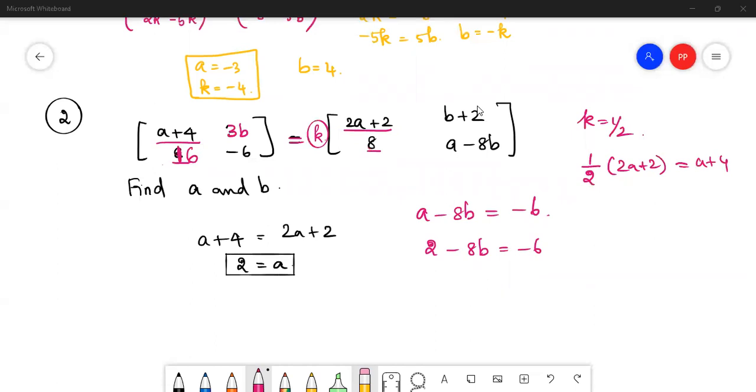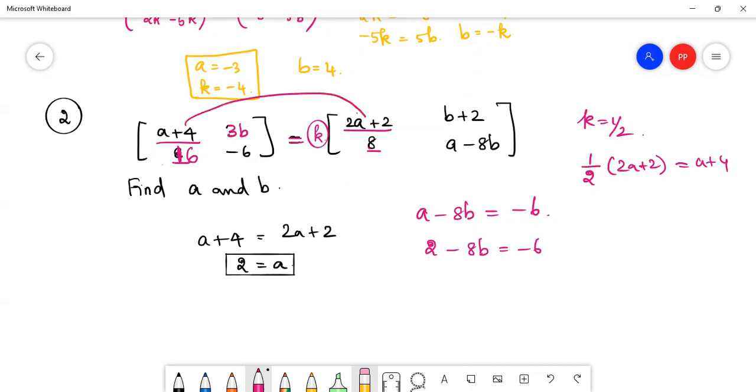Otherwise, it's a plus 1, ma'am? No, here. This is a plus 4. Then I'm equating these two, so I'll get the same answer. Now in this case a will be 1, no. So the entire equation will change for you. So 8b is equal to 8, b is equal to 1. So a is equal to 2 and b is equal to 1 is the right answer.